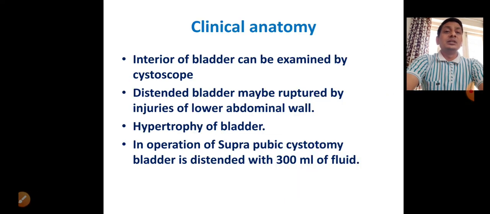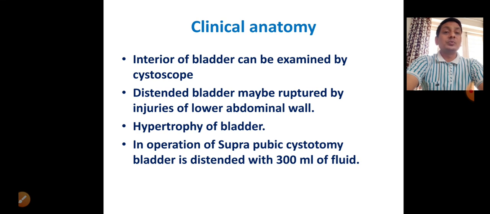Clinical anatomy. The interior of the bladder can be examined by the cystoscope. If you are going for the examination, you can put the cystoscope into the urinary bladder, and by this we can see the interior of the urinary bladder. A distended bladder may be ruptured by injury to the lower abdominal wall. Hypertrophy of the bladder may also occur.